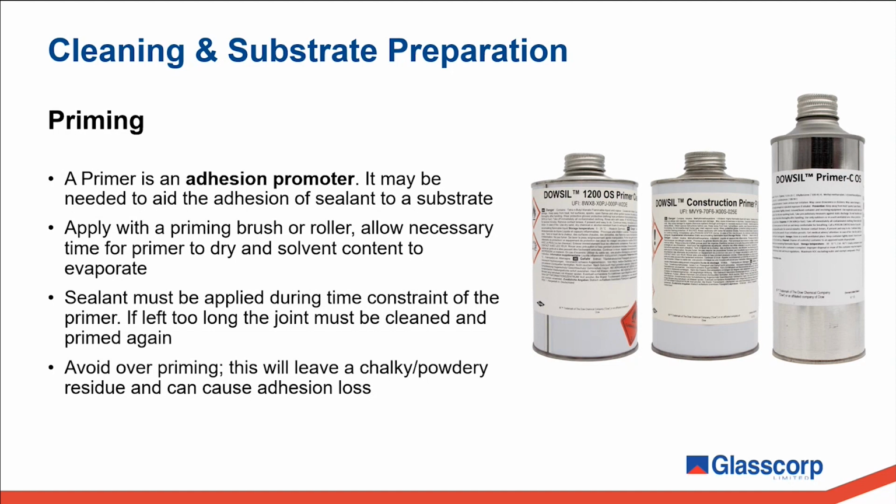The primers that are shown here are the three main primers we offer for our Dow sealants. So you've got Dow Primer C and Dow 1200 OS, which are standard for powder-coated and anodized aluminium, respectively, among other substrates, and Dow Primer P, which is used on certain porous substrates.